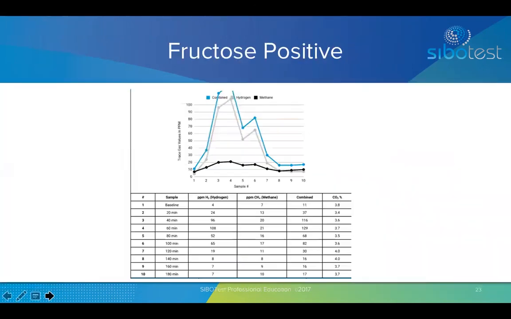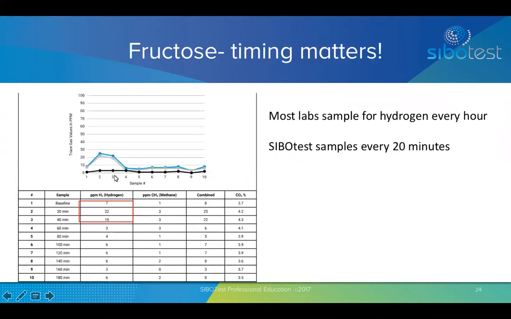This is an example of a positive fructose result. So the same, because it's a substrate for SIBO, you can see how high this goes. I mean, this is a tremendous amount of fermentation, going from 4 to 108 in 60 minutes. So this is sometimes cringe-worthy when we see that, because it's quite a lot of gas that's being produced. Versus, in this case, if we look at this where we have a hydrogen of 7, it goes up to 22, and then goes back down to 19.